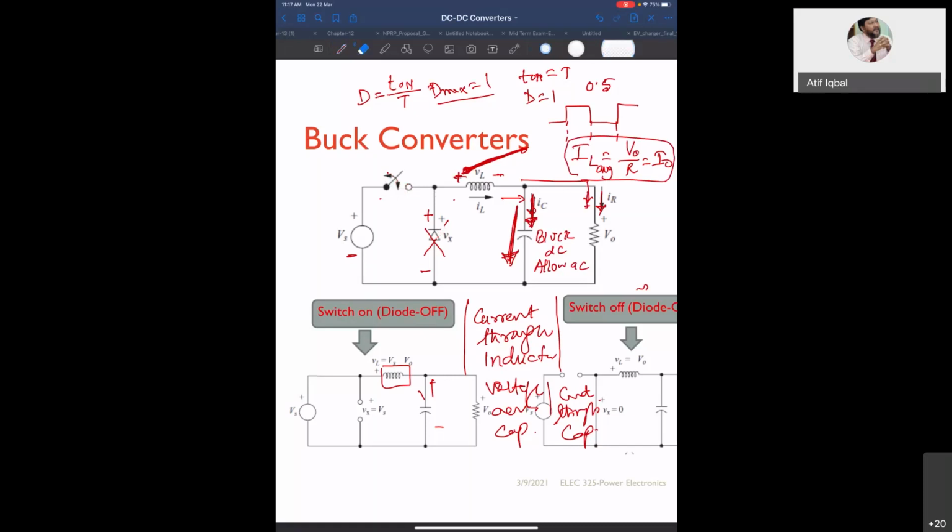Do you understand what is happening in the on state? Yes. Okay, very good. So now let us see what happens when you have off. So when the switch is off, what will happen?